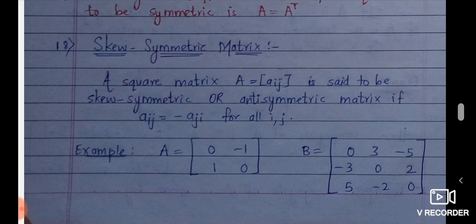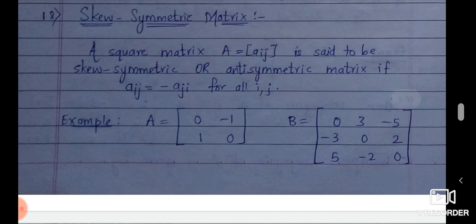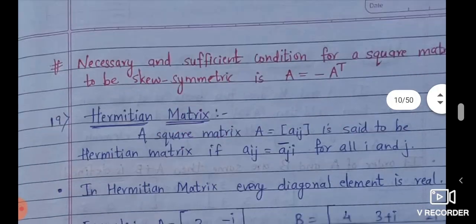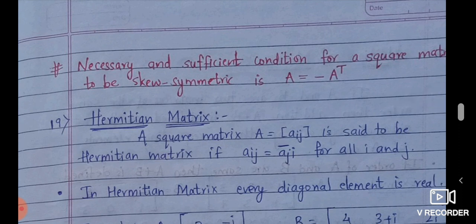Minus of Aji. See, in the first example, the element present in the first row and second column is -1, and the corresponding element in the second row, first column is 1. So there is a change in sign. One is plus, the other one is minus. You can see in the second example also, in B, one is 3, the other is -3, then -5 and 5, 2 and -2. So Aij is the same as minus of Aji. Again, the necessary and sufficient condition for a matrix to be skew symmetric is that A should be the same as minus A transpose.